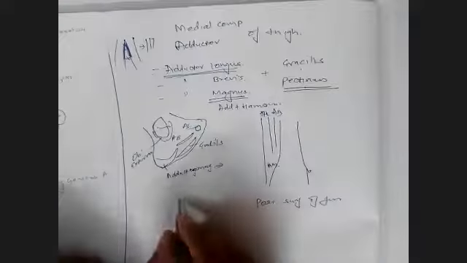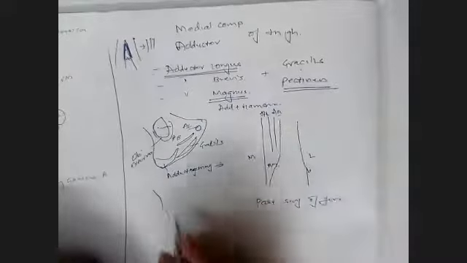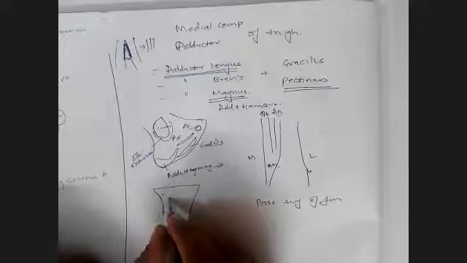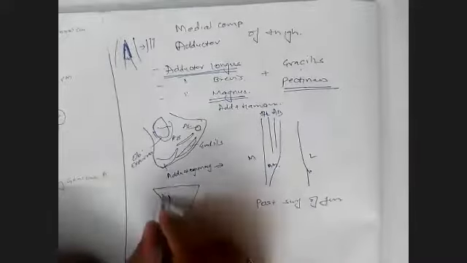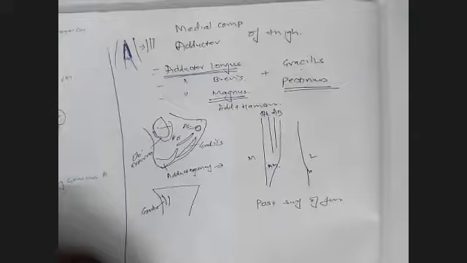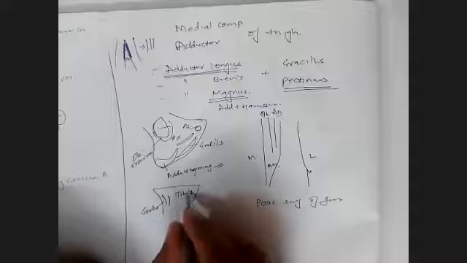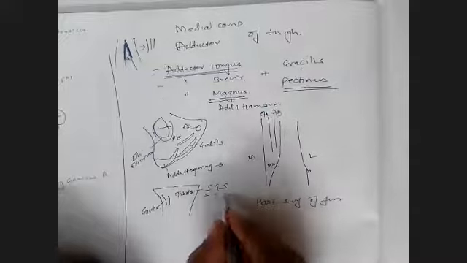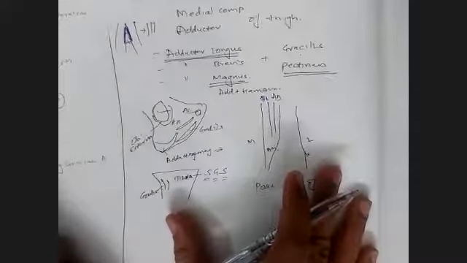Now the gracilis gets inserted on the upper part of the tibia. This is the medial side, this is the lateral side, this is the posterior surface of the tibia. On the tibia, along the medial side, there are three tendons inserted, SGS. Amongst them, the gracilis is here, on the medial surface of the upper part of the condyle of the tibia, along with sartorius and semitendinosus muscles. So these are the origin and insertion of these muscles.